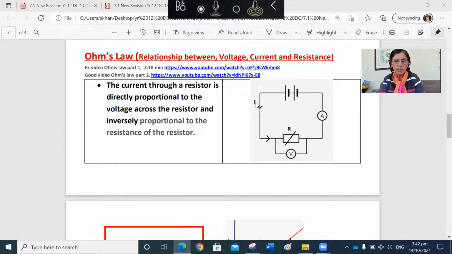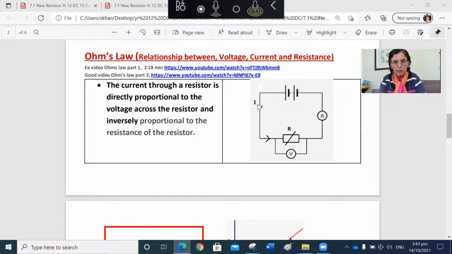Current is the amount of charge that passes through a point in 1 second, and this ammeter will be measuring the current that is passing through the resistor and goes back into the battery. This voltmeter measures the voltage, or the energy per coulomb, that is used up by a resistor. A resistor changes electrical energy into heat energy. If it was a lamp, it will change electrical energy into light energy. If a voltmeter is used to measure the voltage of the battery, then it measures the voltage provided by the battery.